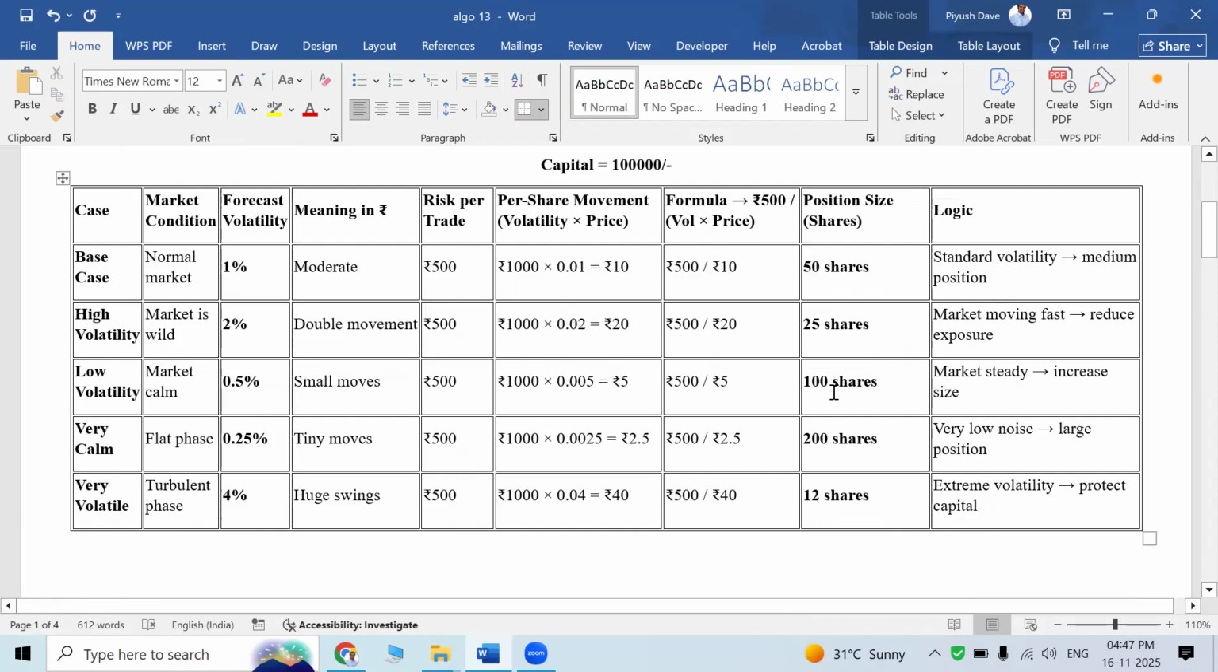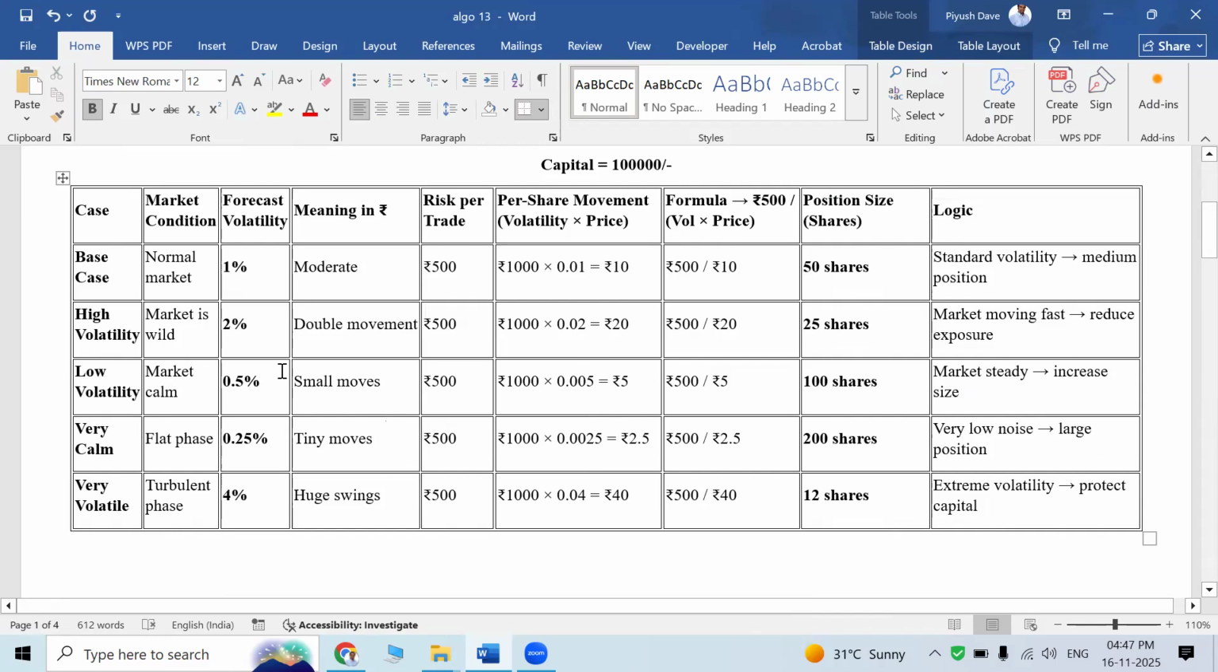If the volatility increases, we are going to lower the number of shares. And if the volatility is very calm, like here, 0.25% only, we are going to increase the number of shares. If there is very high volatility, we are going to again reduce the size. You can see if there is a 4% movement in any share, it's considered to be extremely volatile.